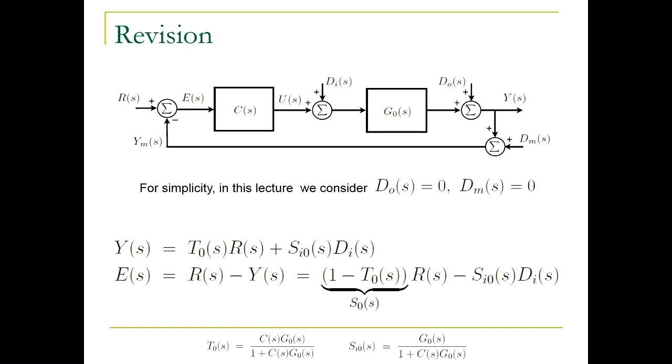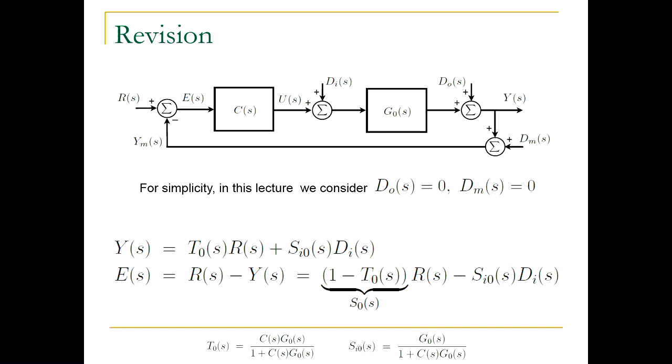There are two inputs into our system, and if we write what the output is as a function of this reference and input disturbances, then we will have this complementary sensitivity and input sensitivity that pop up in the formula for the output. You have done the derivation of these transfer functions in one of the previous lectures, so we don't need to go through this.